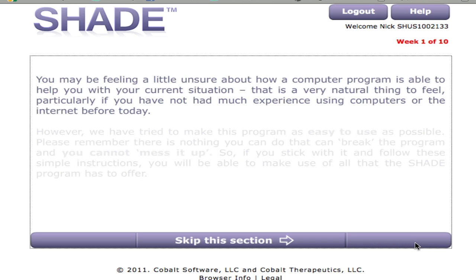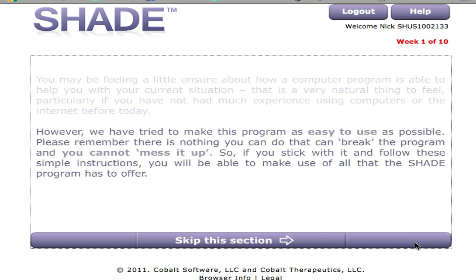You may be feeling a little unsure about how a computer program may be able to help you with your current situation. That's a very natural thing to feel, particularly if you've not had much experience using computers or the internet before today. However, we've tried to make this program as easy to use as possible. Please remember, there's nothing you can do that can break the program, and you can't mess it up. So if you stick with it and follow these simple instructions, you'll be able to make use of all that the SHADE program has to offer.